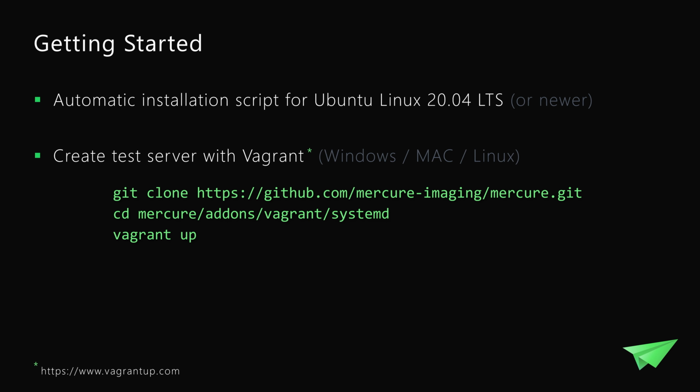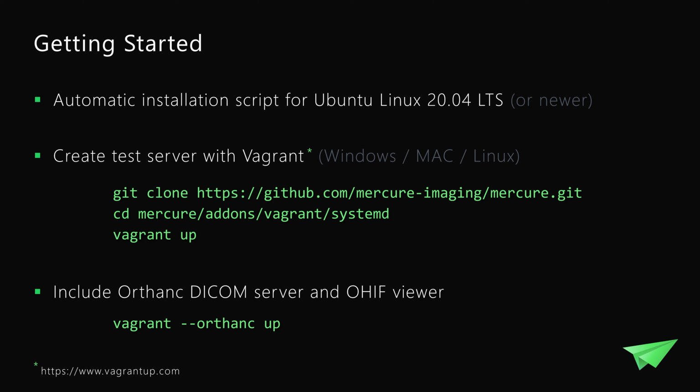And to create a test server, you just have to check out our Git repository, go to this subfolder in the repository and then type vagrant up. And then it will automatically create a test server for you. You just have to wait for 1 or 2 minutes. And what's even better, if you type vagrant-orthanc up, then it's also including the Orthanc DICOM server, which is an open source PACS, and it will include the OHIF DICOM viewer. So that you have a complete test environment on your computer, which you can use for testing stuff, and which you can also use as development environment. And this is what I will show you now.